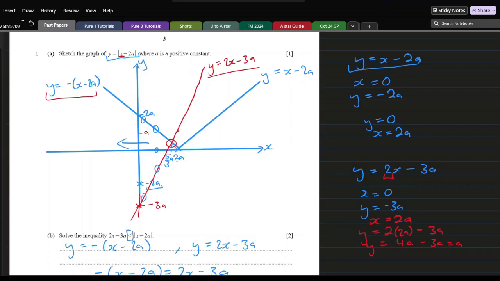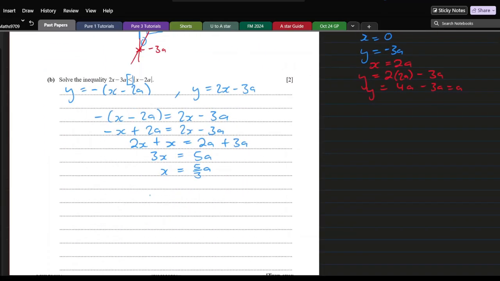But if you go beyond 5 over 3a, for example, at this point our red line is now above the blue line. So it means that the region that we want is to the left of 5 over 3a. So we can conclude that therefore x is less than 5 over 3a, and that's our final answer.